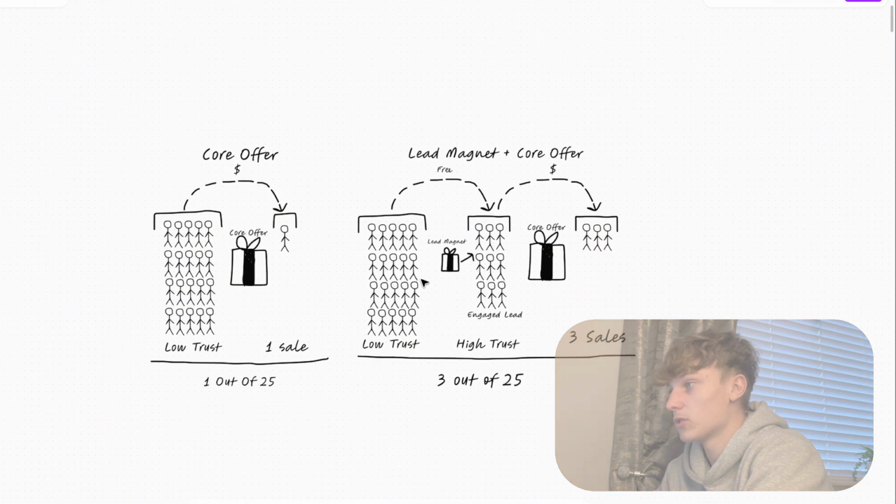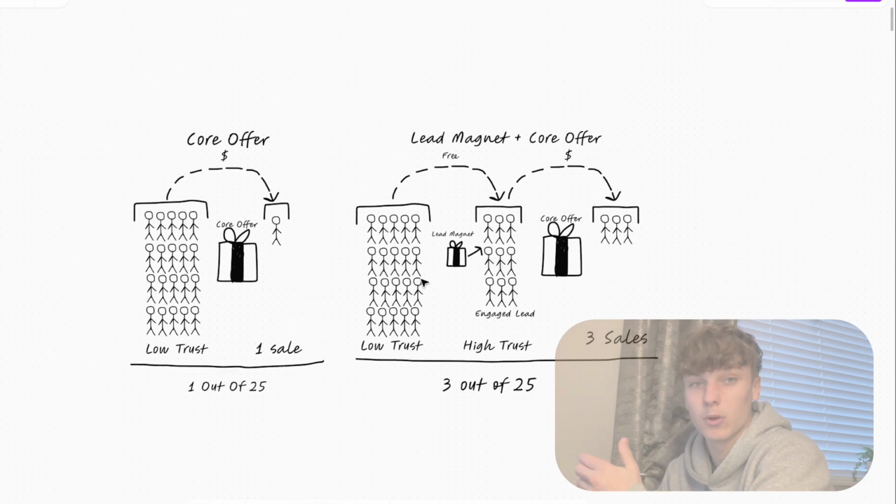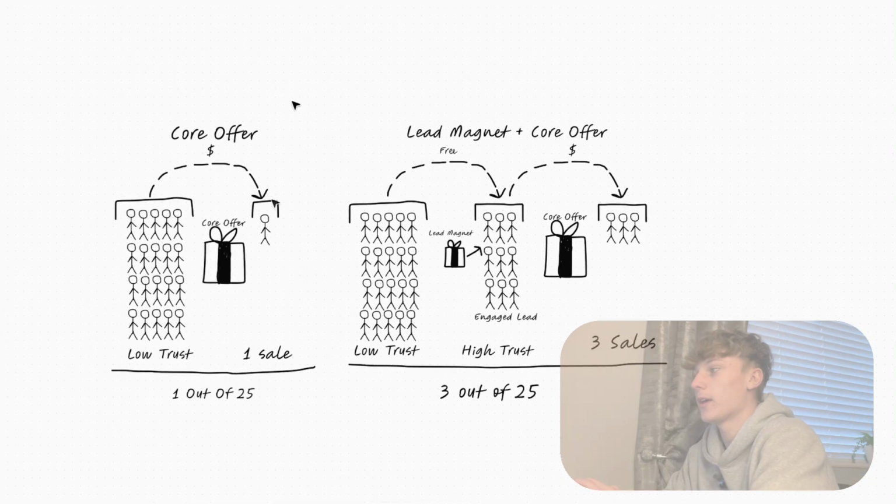And this brings me on to this here. This is a perfect example of how a lead magnet works. So this is your core offer. Here is the attention that you're generating through your content, your ads, or however you're generating eyes onto your offer. So what you do is you just offer them your paid offer straight away. And out of 25 people, probably 0 or maybe 1 of those 25 might actually invest in what you have to offer.